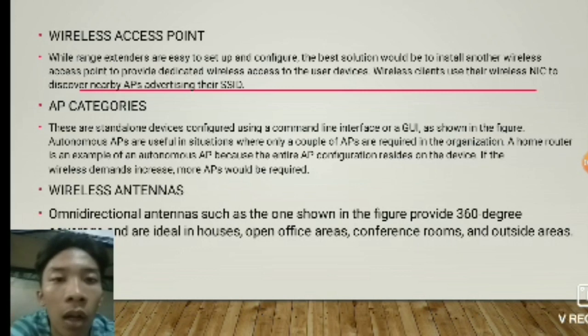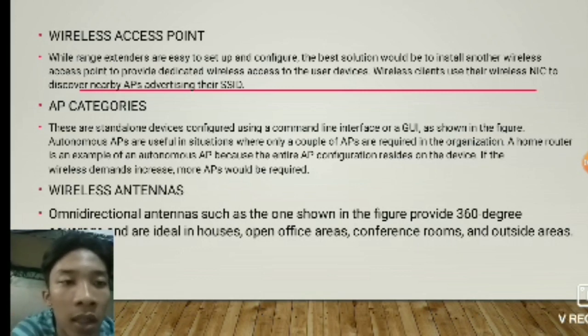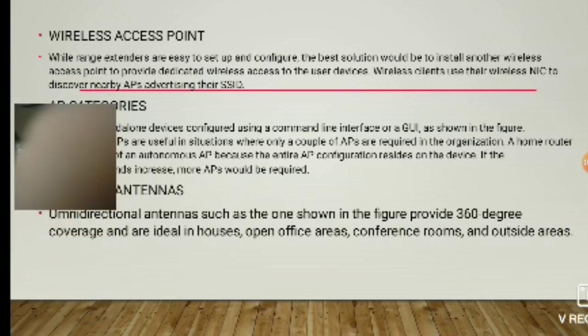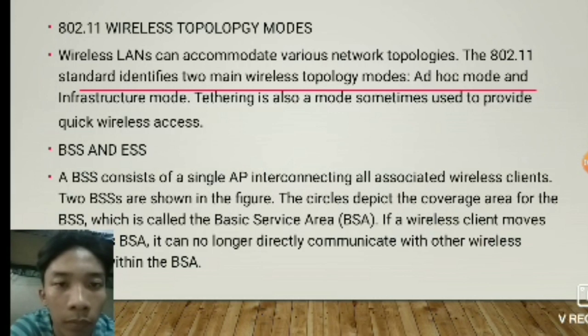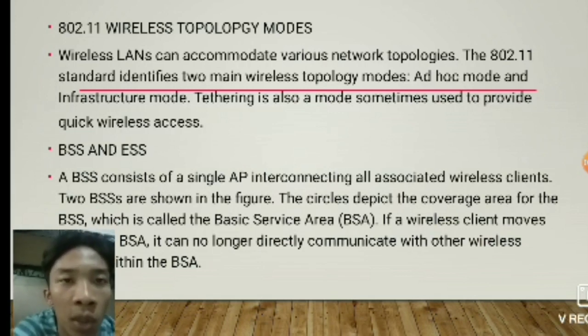Wireless antenna. An omnidirectional antenna, such as the one shown in the figure, provides 360-degree coverage, which is ideal in houses. 802.11 wireless topology modes. Wireless LANs accommodate various network topologies. The 802.11 standard identifies two main wireless topology modes: ad hoc mode and infrastructure mode.